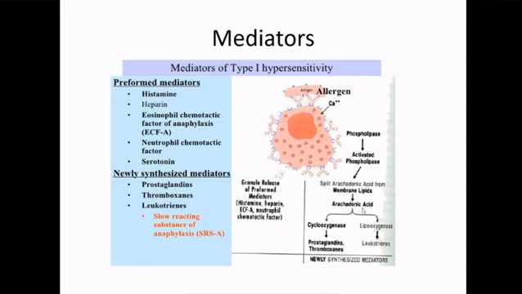At the same time, if you look here, there is also the beginning of newly synthesized mediators from membrane phospholipid here. Okay, so I think you still remember in this, there are two pathways from the arachidonic acid, cyclooxygenase and lipoxygenase. Eventually, the lipoxygenase will produce leukotrienes, whereas the cyclooxygenase will produce prostaglandin.